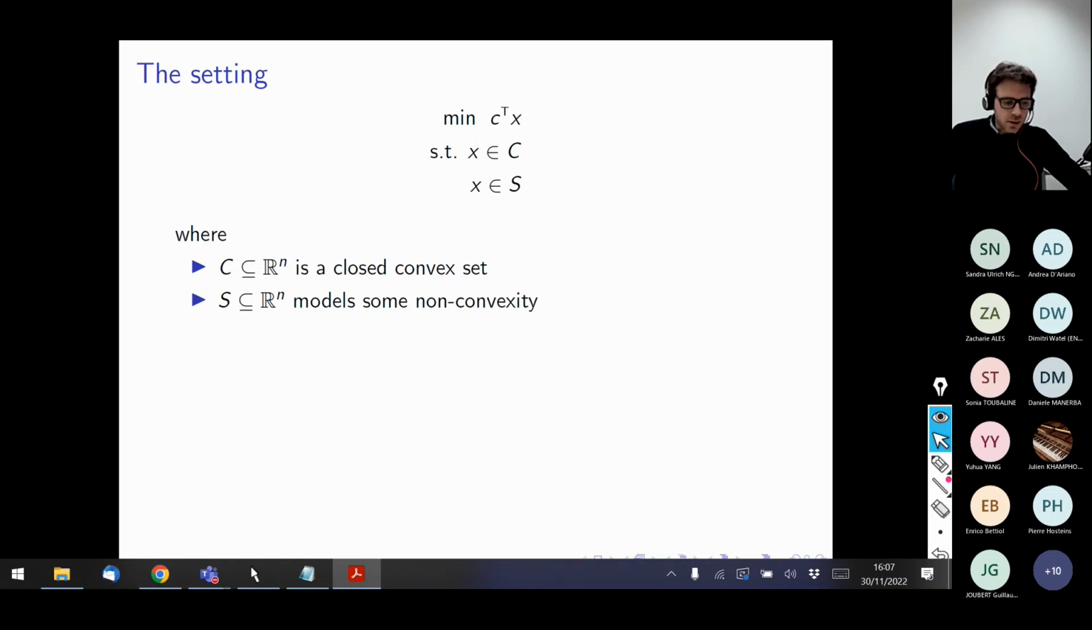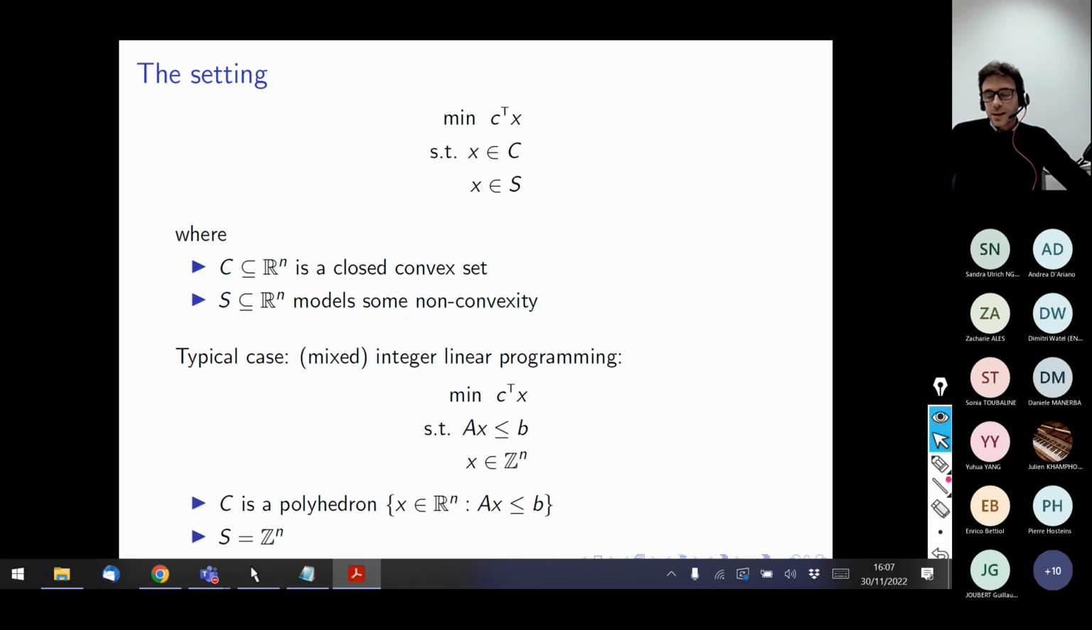Here the objective function is linear, but it's a very standard trick to model every convex optimization problem with a linear function without loss of generality. The typical case one can keep in mind to have things more concrete is mixed integer linear programming. In this case, the convex set C is just a polyhedron, and the non-convexity is given by the integrality requirement on all the variables or on some variables. If you want integrality on all the variables, then you set S to be just the set of integer points. So you can safely keep in mind the case of mixed integer programming, but most of the things I will say work when you have a convex set, not just a polyhedron, and when you don't have an integrality requirement, but a more general non-convex requirement.